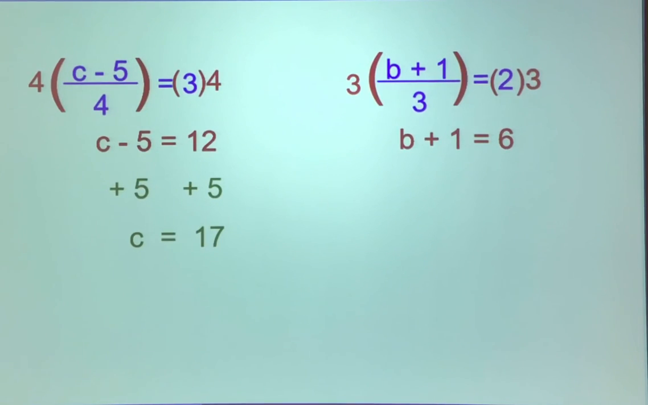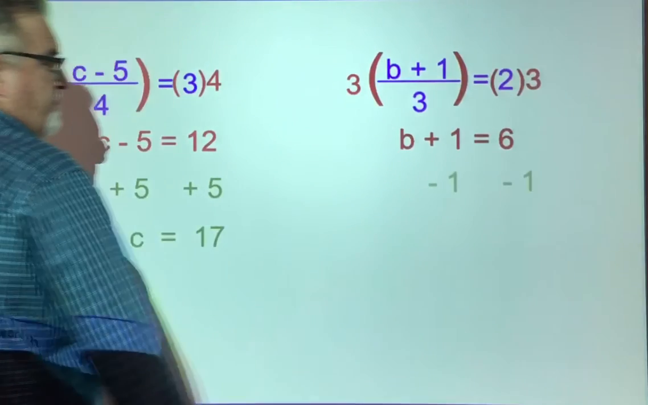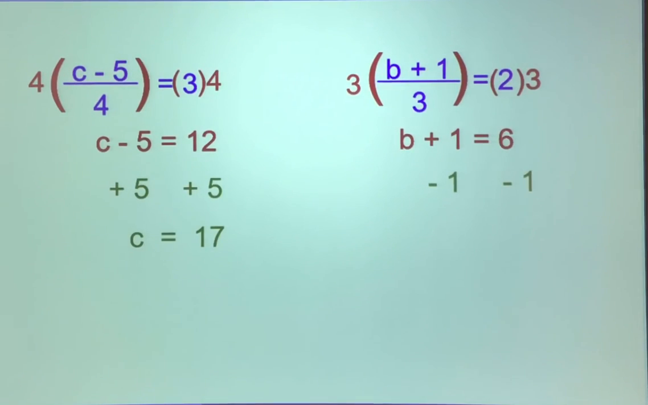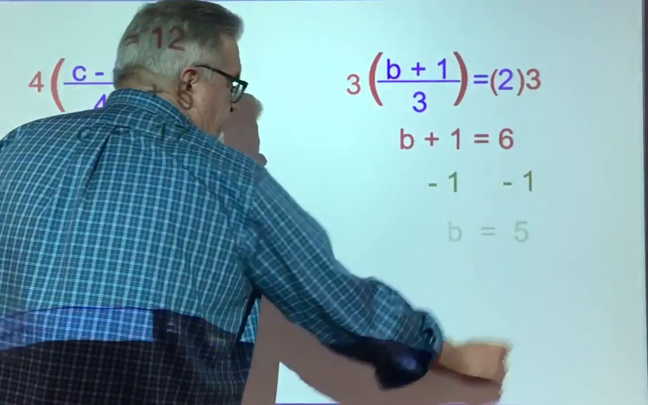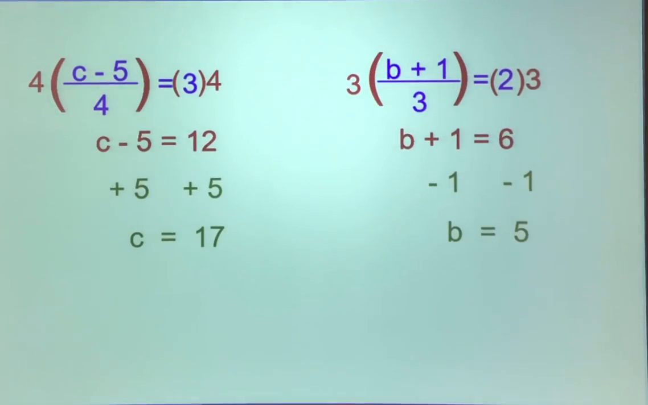The only thing they're doing to the variable now is adding 1. We know that the inverse operation of adding 1 is subtracting 1, so we'll subtract 1 from both sides. When we do so, b plus 1 minus 1, we're back at b, and b's isolated now. 6 minus 1 is 5, so our solution to this would be b is equal to 5.